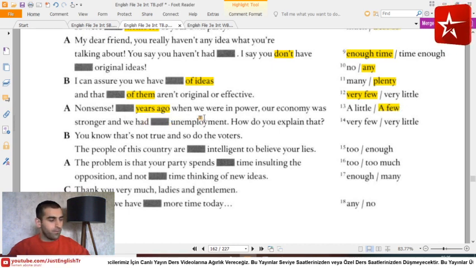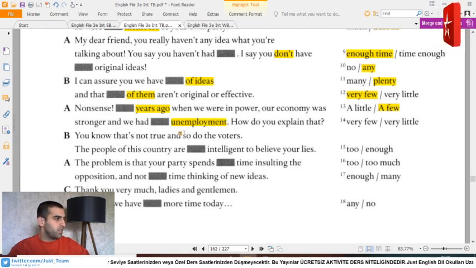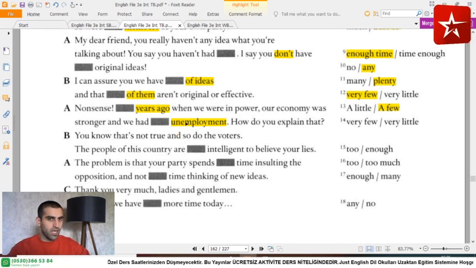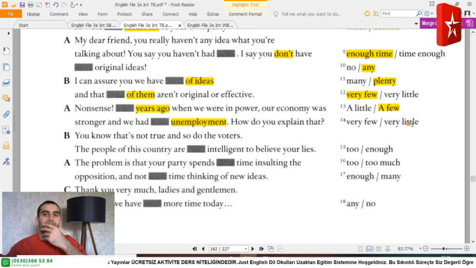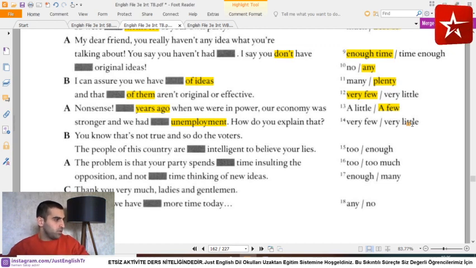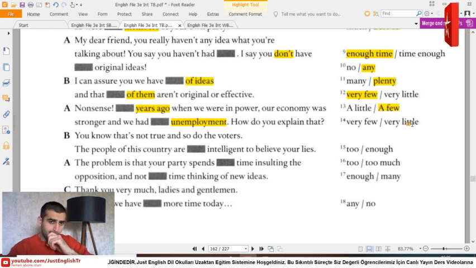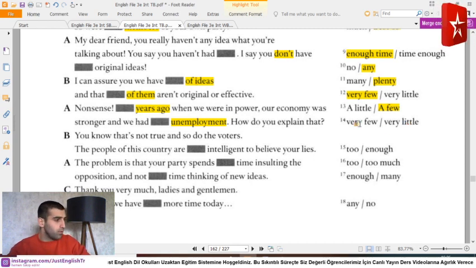Years ago, when we were in power, our economy was stronger and we had unemployment. So unemployment here is a non-countable noun. So in this case, we must use which one? Very few or very little? Which one should we use here?